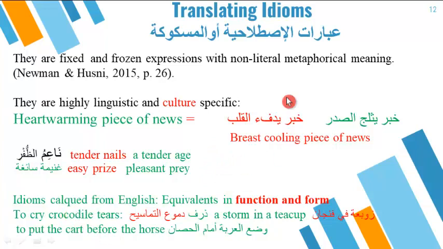Now also the translator has got to be aware of the idioms that originate in other languages. For example, idioms calqued from English, and these calqued idioms become equivalents in function and form. It means become accepted. Let's see an example. To cry crocodile tears, it becomes ذرف دموع التماسيح. So this becomes an equivalent in the target culture and the target language.